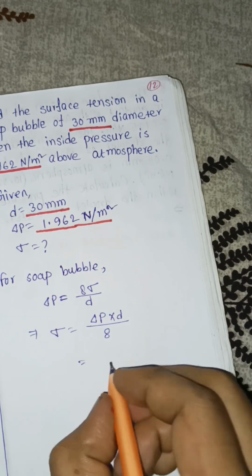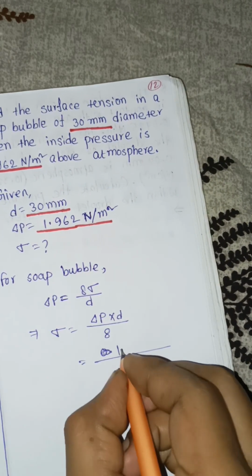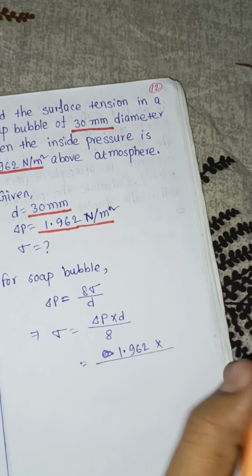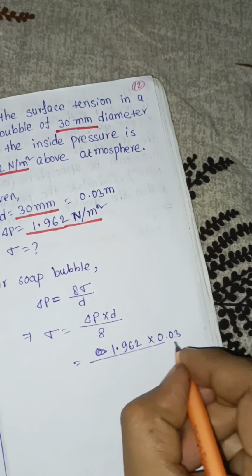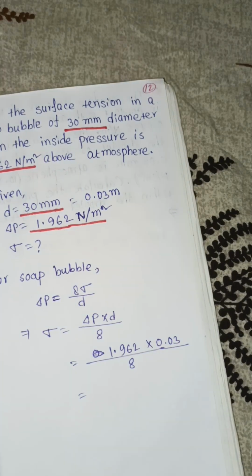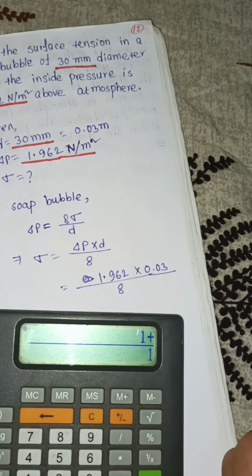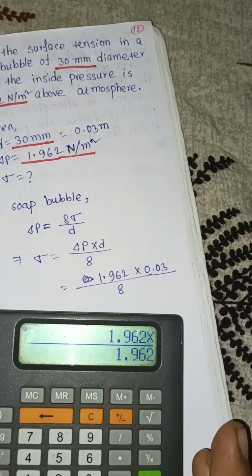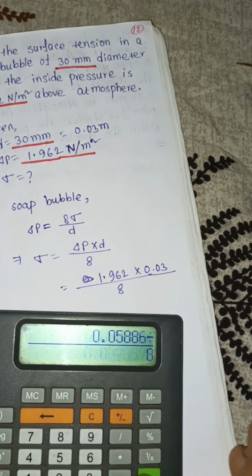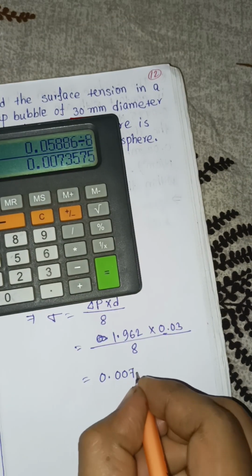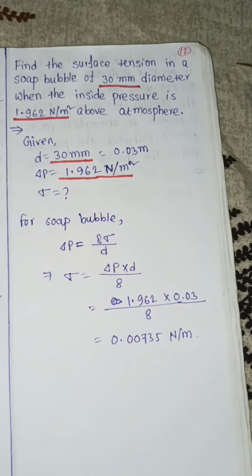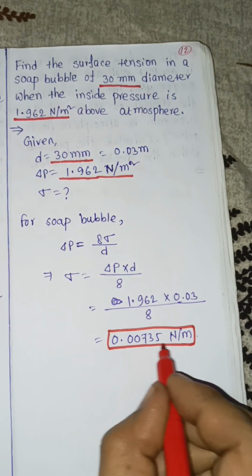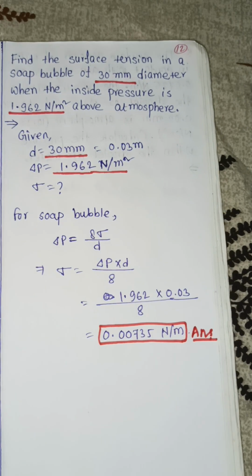So from here, what is the value of delta P? 1.962 into what is the diameter? So this diameter that will be 0.03 meter. So 0.03 divided by 8. So the surface tension value will be 1.962 into 0.03 divided by 8. So that is equal to 0.00735 Newton per meter. So the surface tension that will be 0.00735 Newton per meter. So this will be our answer.